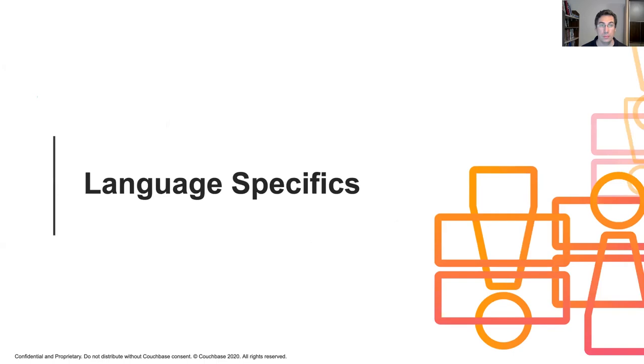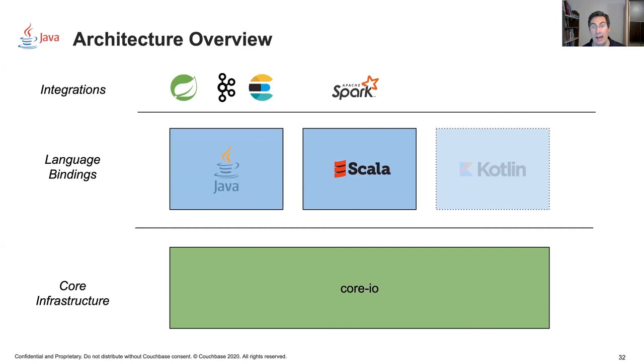To close out, let's talk about the language specifics. On the Java side, we kept the three-tier architecture that we had in SDK2. So we have a core layer that handles rebalance and reconfiguration. And on top of that core layer, we put the Java language binding, and now in addition, the Scala language binding, and we're working on Kotlin. Then the Spark, Elasticsearch connector, Kafka connector, and Spring Data integration are all built on top of our language bindings.